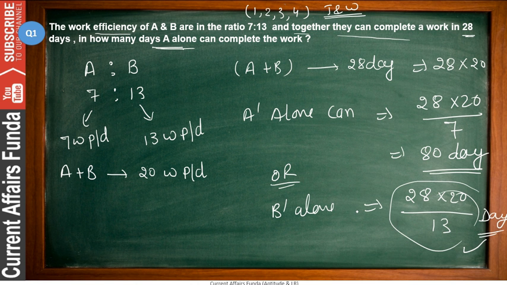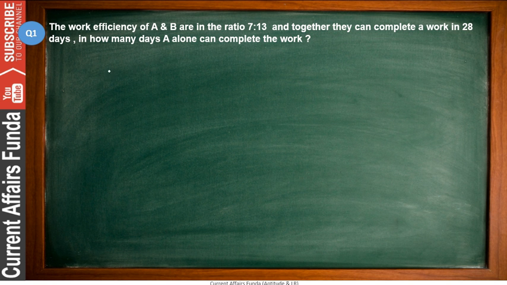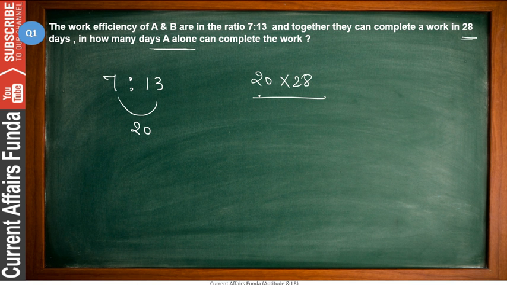I will give you a shortcut method here. See how you will do it. Suppose the efficiencies of A and B are given as 7 and 13. Add both the efficiencies, it will be 20. They can complete the work in 28 days, that means 20 into 28. The question is asking in how many days A alone, so divide by the efficiency of A, that is 7. 28 by 7 is 4, so 4 into 20 is 80 days.